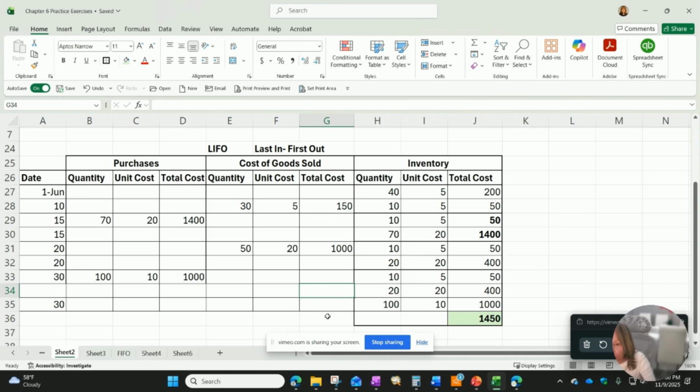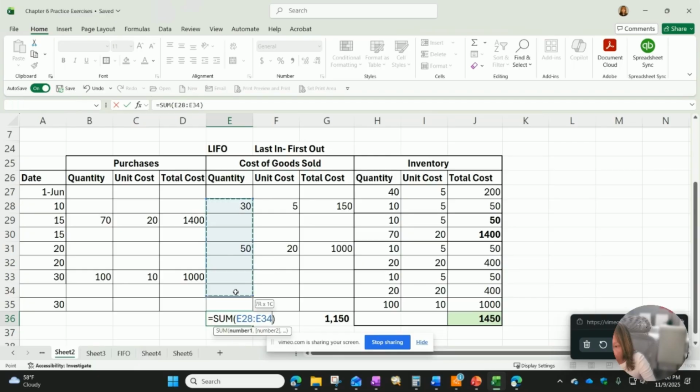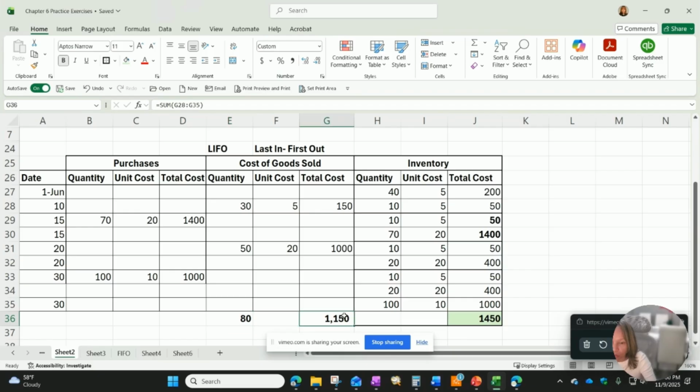And the cost of goods sold, sorry, the cost of the speakers that had been sold in the month, is $1,150. We sold 80 speakers in the month of June, and the cost of goods sold for those is $1,150.